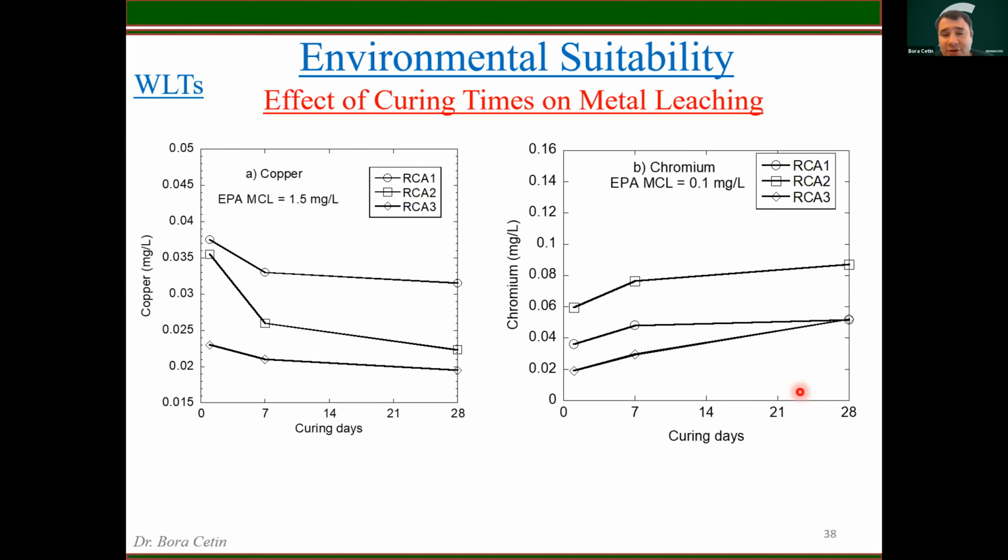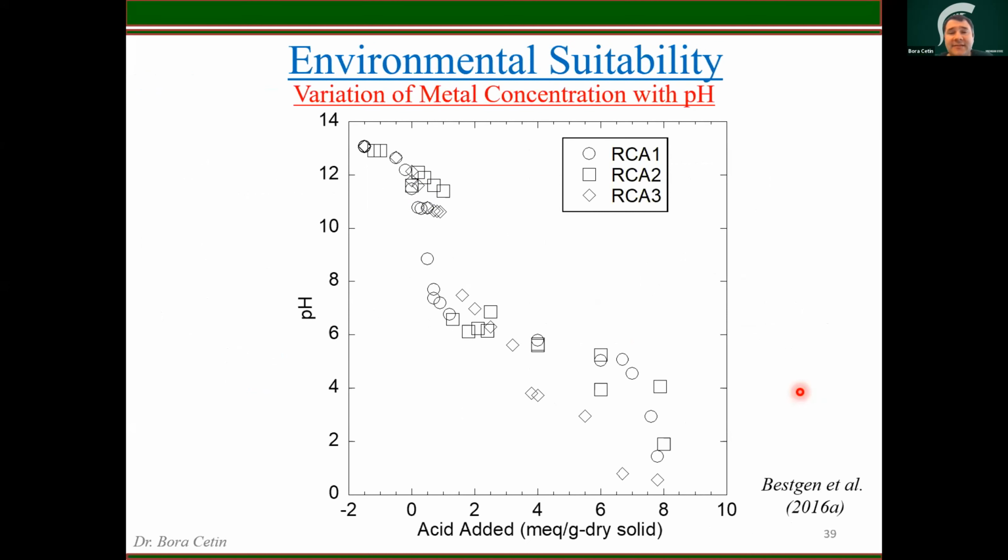And then we look into the curing time. With copper, the leaching tends to increase when your RCA is left in the curing room for a week and for 28 days. On the other hand, chromium tends to leach a little bit more after curing, with the presence of more moisture in these RCA materials. And then we look into the pH effect.